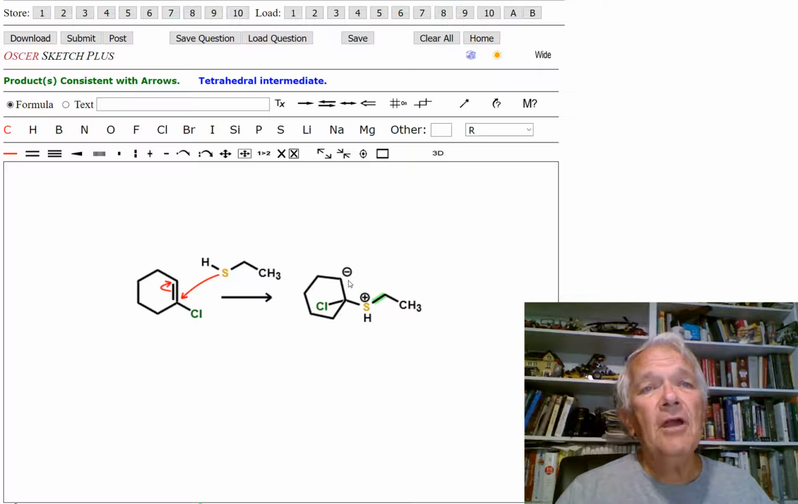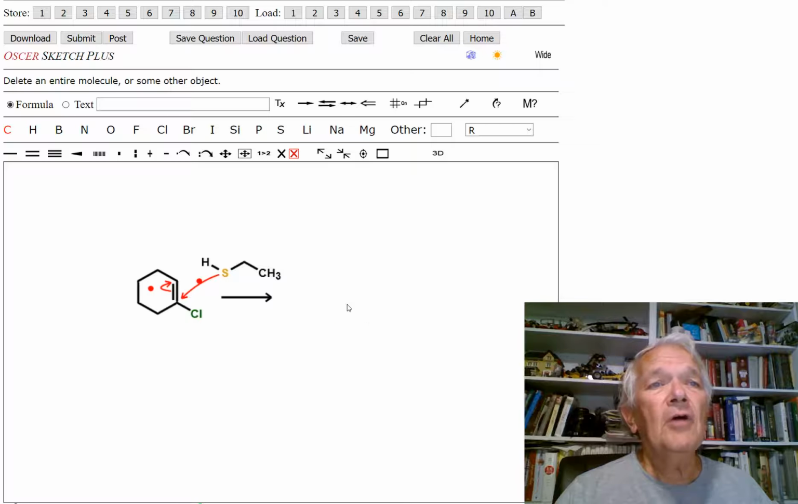Naked carbon anions are not at all stable. This is not a good species. That is not a good intermediate. You need some better place to put that negative charge. So this reaction simply won't work. You can't just do a substitution on a normal alkene.